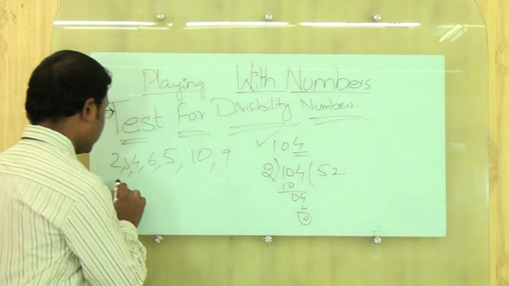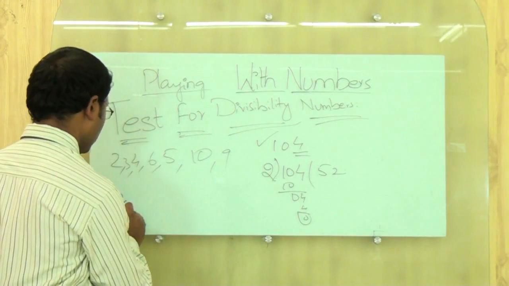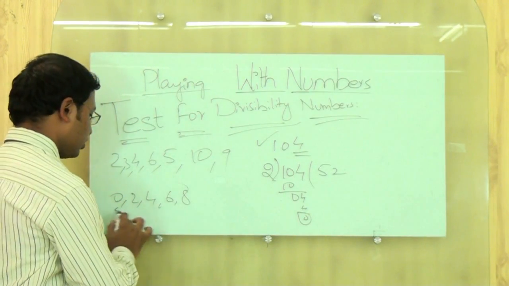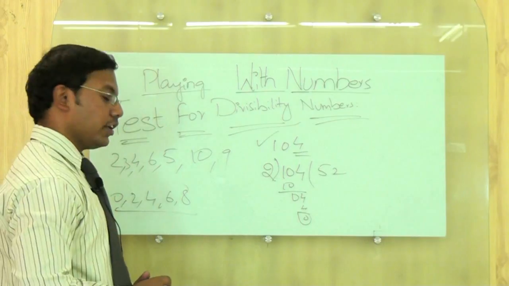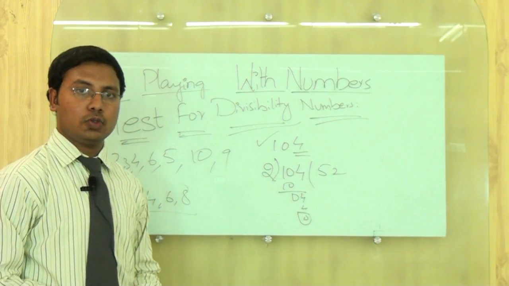So, whatever the number may be, the units place must exactly consist of these numbers 0, 2, 4, 6 and 8. If the number has 0, 2, 4, 6 or 8 at the units place, then the number is going to be divisible by 2.